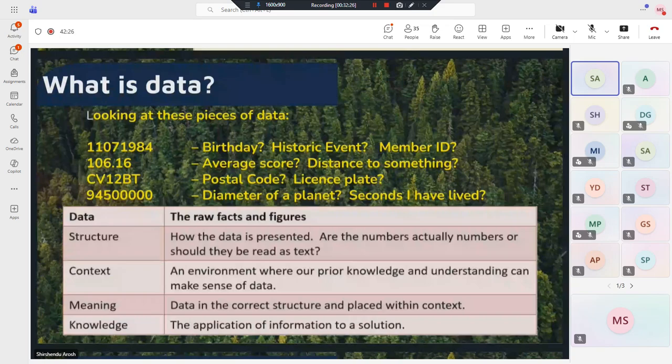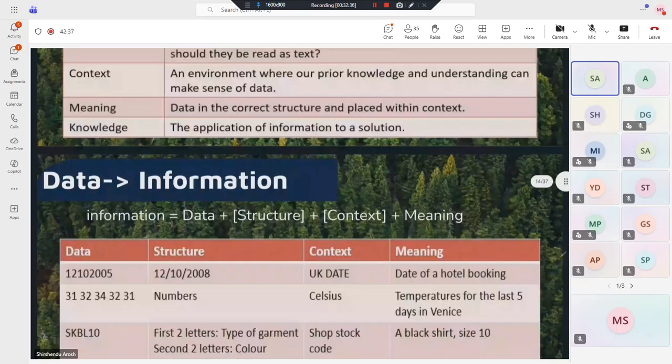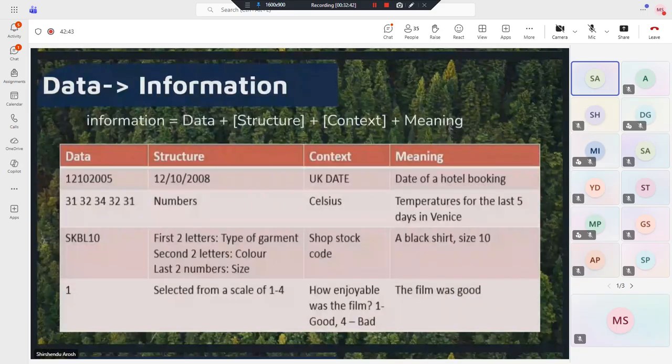So for any kind of data set, if you ask these four questions, you should get the actual essence of the data. Now for the same set of data, if I give some information in terms of these four questions, then it will become information. Information is the data plus the structure plus the context plus the meaning. If you give this, then it becomes information, and you can use this information for some kind of knowledge.